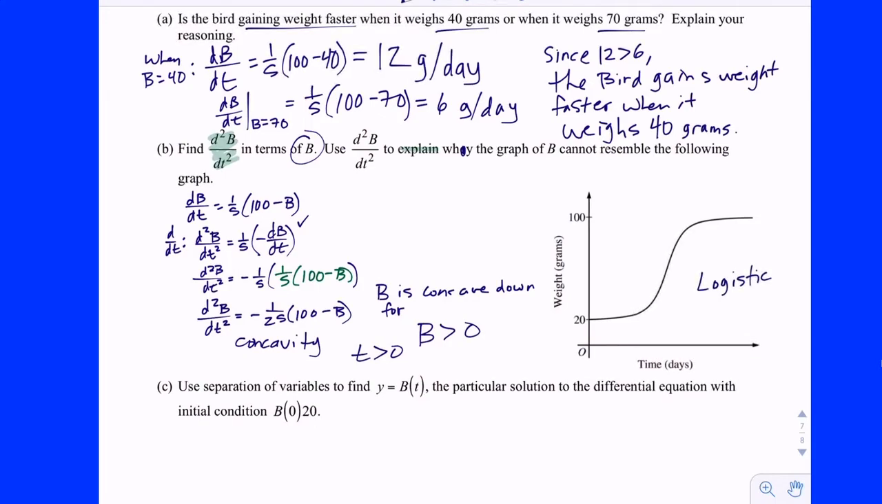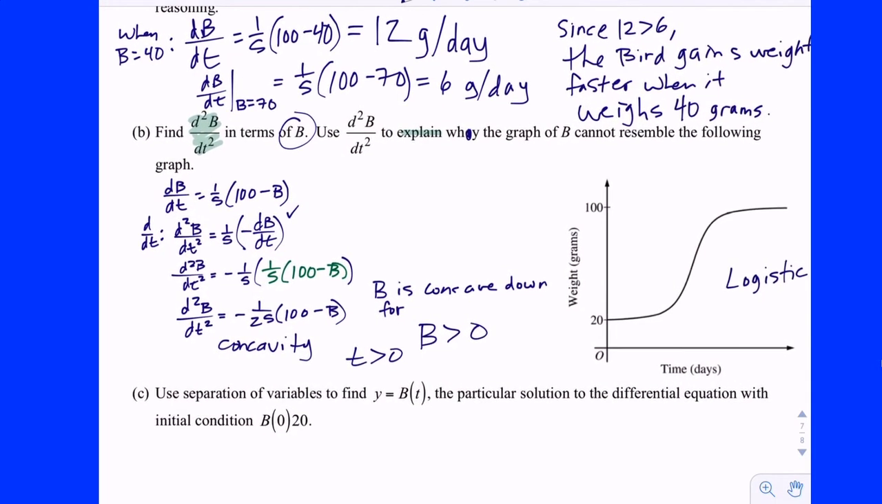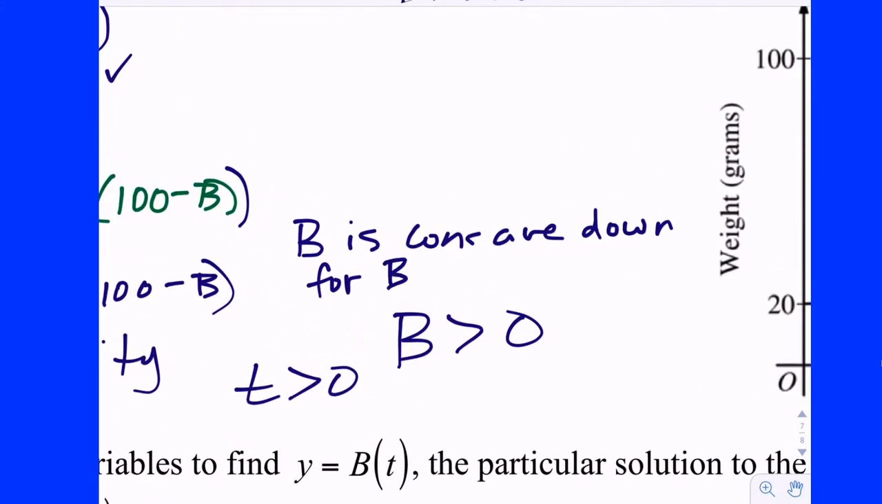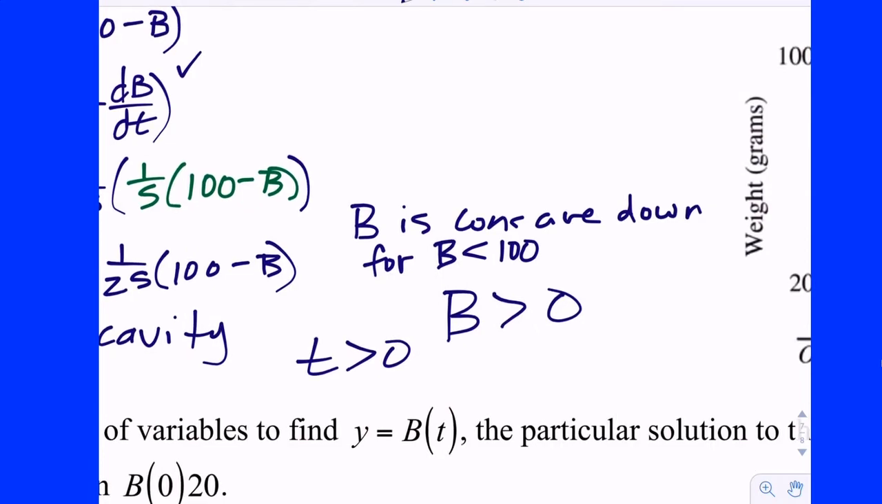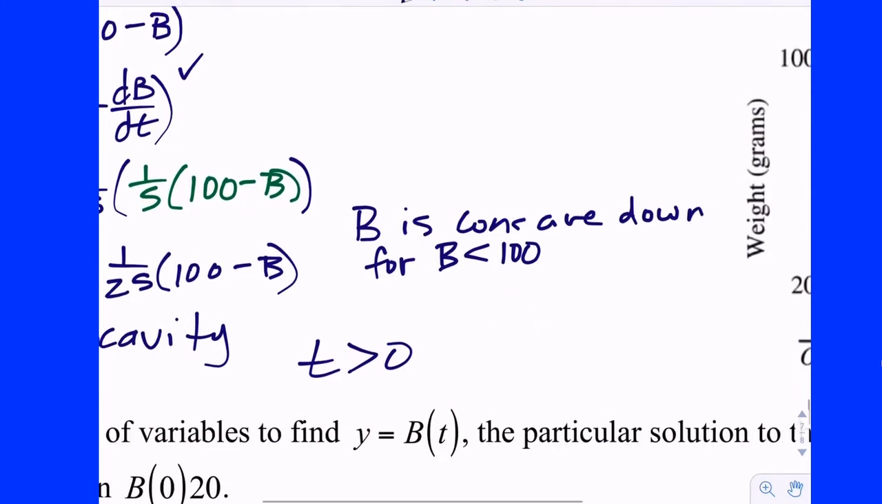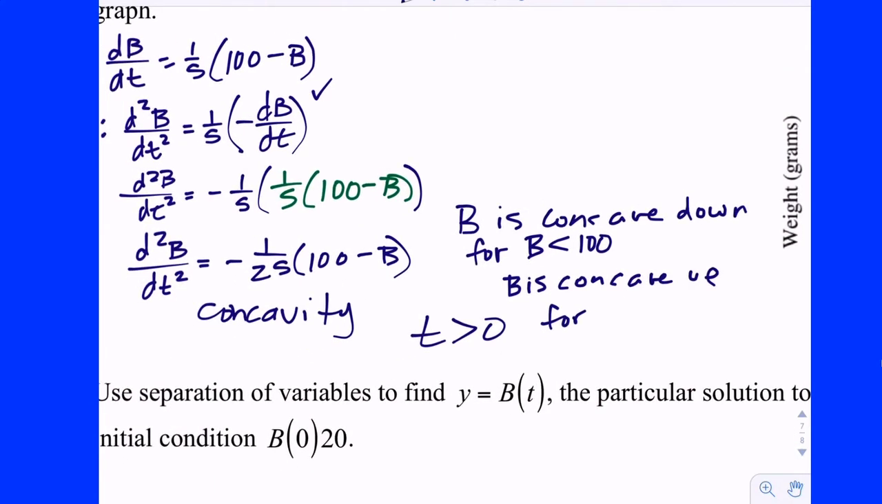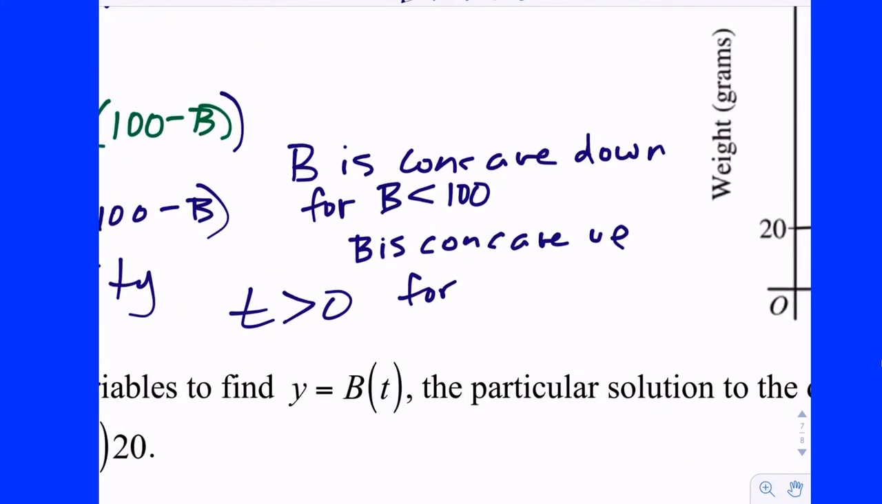For what? B less than 100? Yeah? And then similarly, B is concave up. Okay, so this is going to be a positive number. If B is greater than 100, then 100 minus a bigger number is going to be a negative, and a negative times a negative is positive. So B is concave up for B greater than 100.